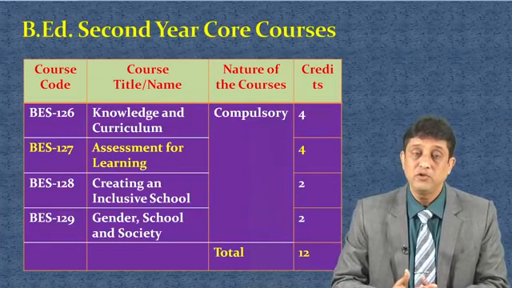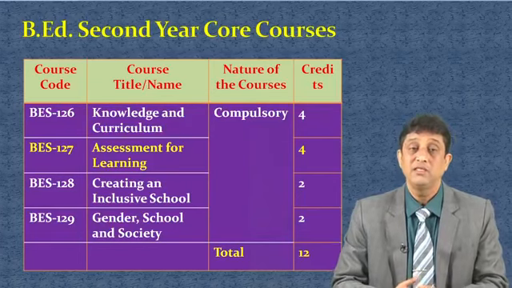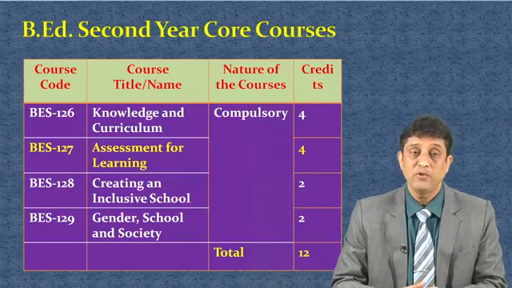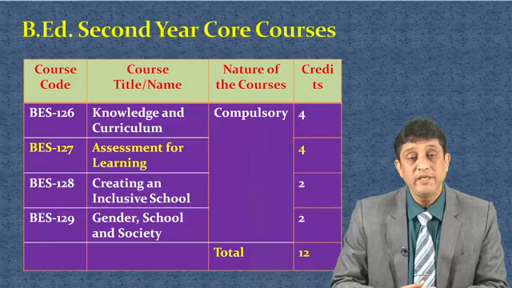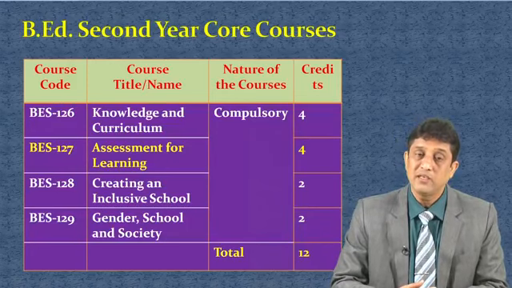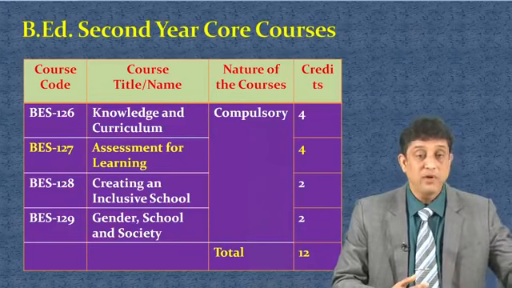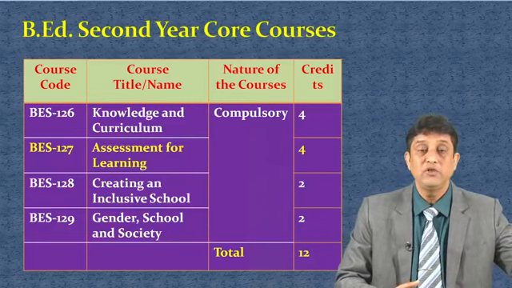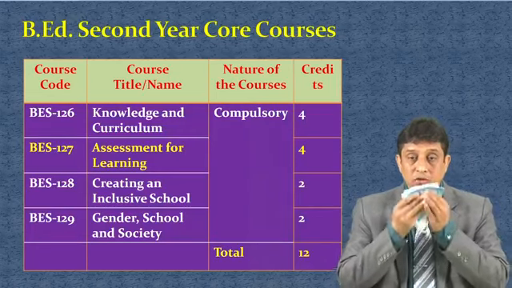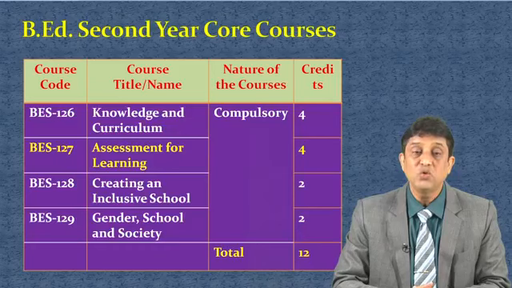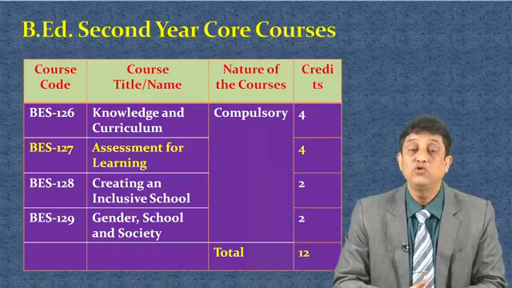So friends, let me just touch upon what other courses have been included under the core courses in the second year of the B.Ed program. That is BES 1 to 6, Knowledge and Curriculum, a 4 credit course. BES 1 to 7, Assessment for Learning, is a 4 credit course. BES 1 to 8, Creating an Inclusive School, is a 2 credit course. Then BES 1 to 9, Gender, School and Society, is also a 2 credit course.